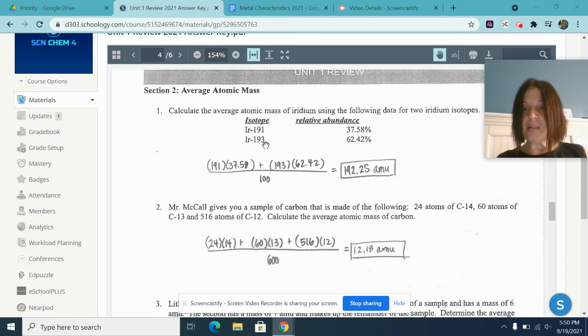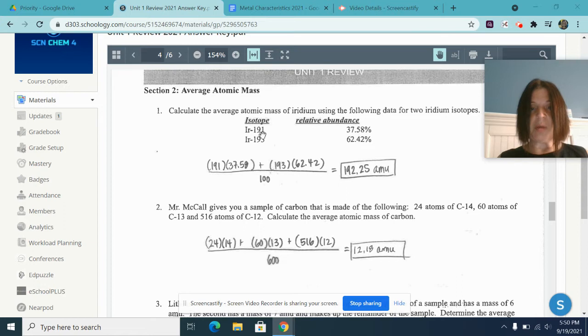Looking at the mass is extremely important because your answer that you calculate for average atomic mass always needs to fall between the lowest mass that's given for the problem and the highest mass. So here we can't have a mass that's lower than 191 and we can't have a mass that's higher than 193. Then you can go to the relative abundance, and if your abundances equal 100%, which they should, then this is how you want to continue to do the rest of the problem.